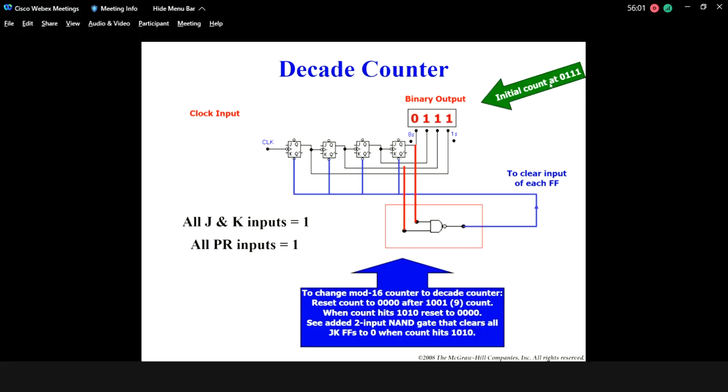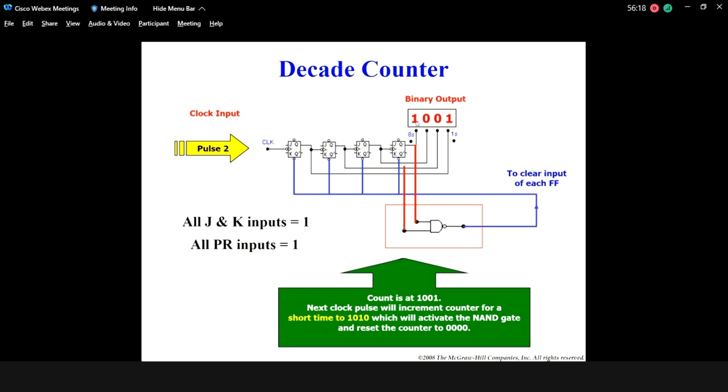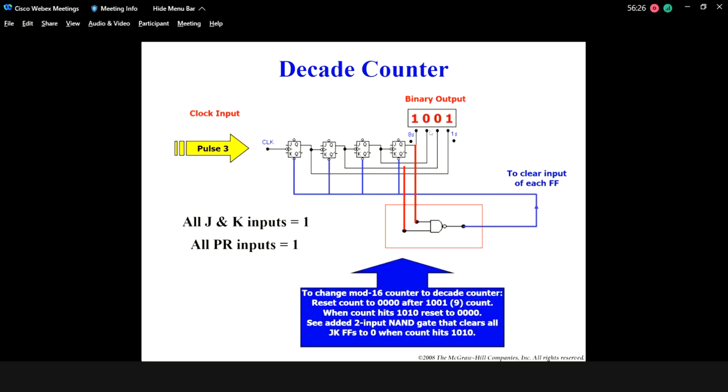So now from the 7 and then give another signal, 8. This one is 1000, equal to number 8. And then this second pulse is equal to number 9. And then when we hit another pulse, it does not show 1010, or there's only a very short time for 1010, and then it becomes 0000. So this is a decade counter. It only counts up to 10 only.